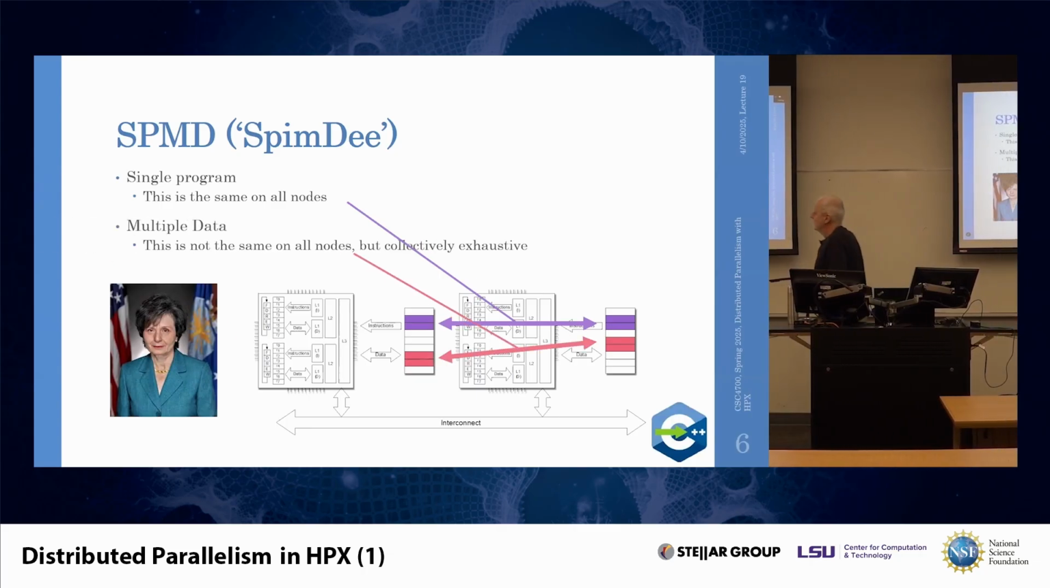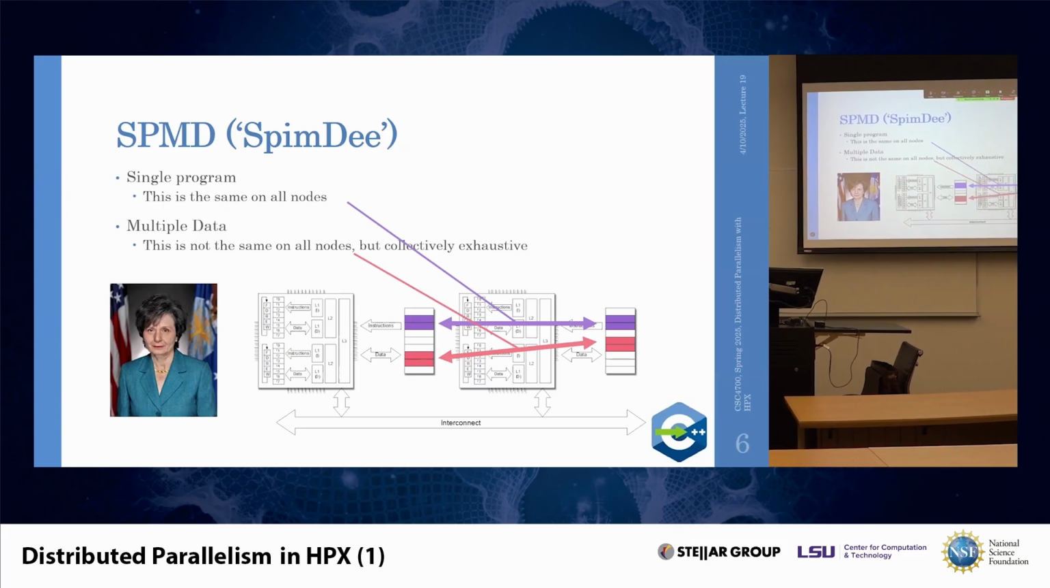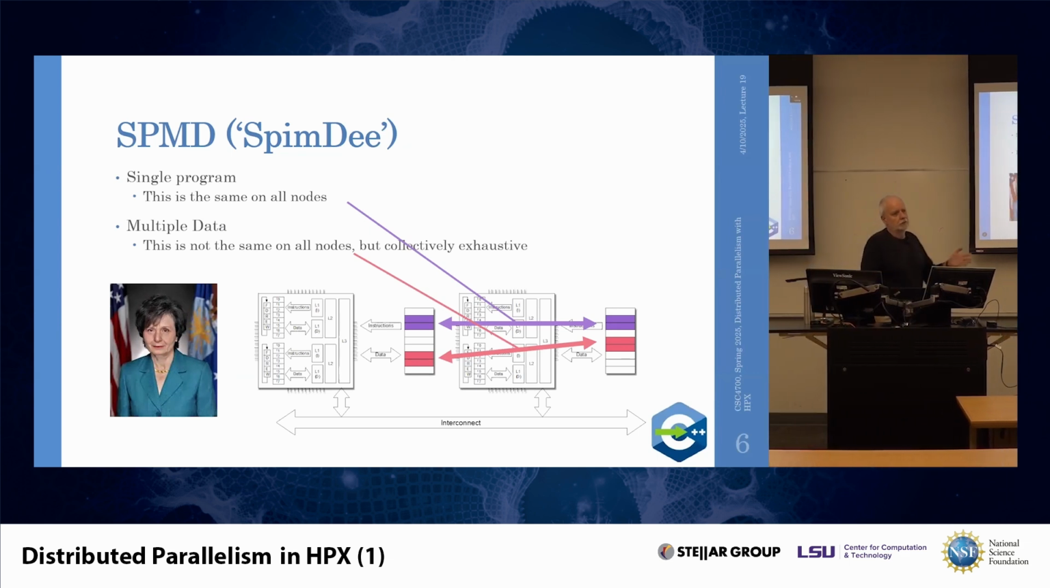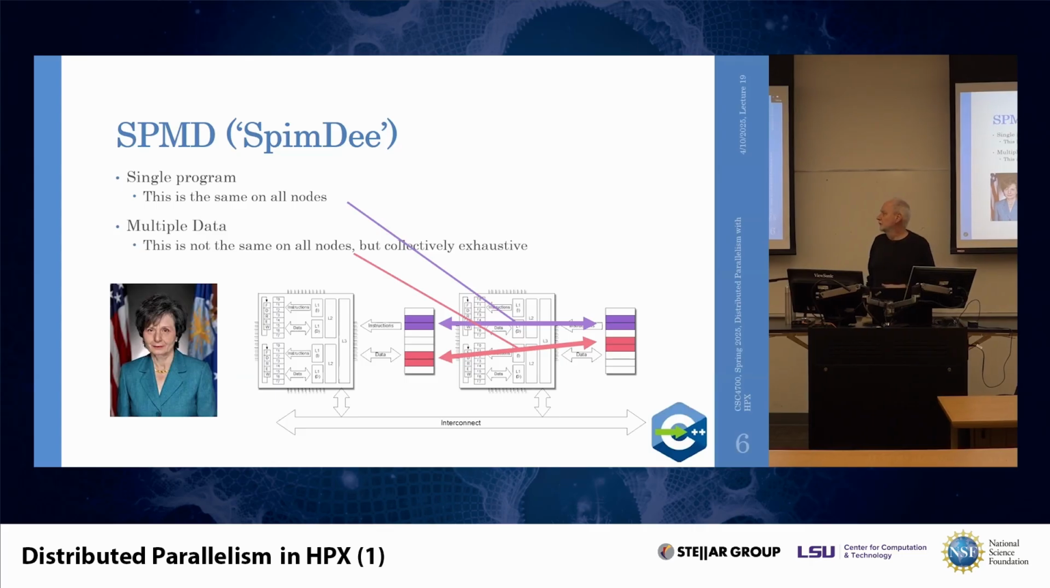And we have the multiple data part, where the data is split into smaller pieces, so the data is not the same on all the nodes, but it's collectively exhaustive. So the sum of all the data on all the nodes is comprising the overall problem.